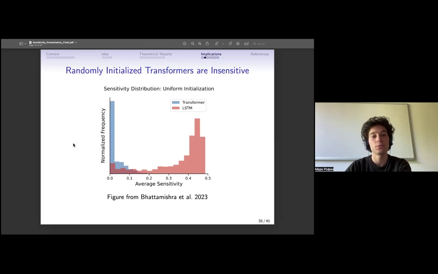So this picture is from the paper about simplicity bias by Satwik Bhattamishra. And here, the authors found out that if you randomly initialize a transformer, then the models that they get are clustered around some very low sensitivity, while LSTMs have much higher sensitivity on average if, again, they're randomly initialized. And this is, again, one of the empirical observations about simplicity bias. And here we say that, okay, this makes sense because drawing an insensitive transformer from all possible transformers is just much more probable.